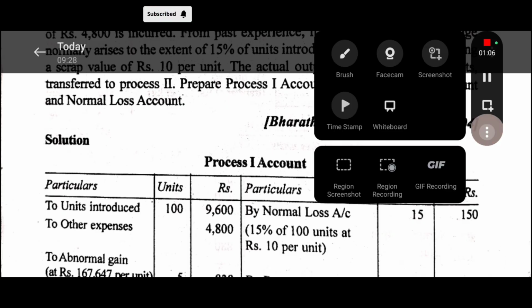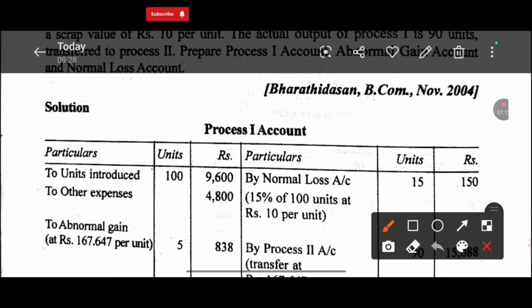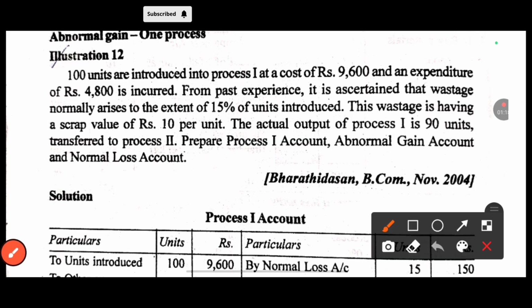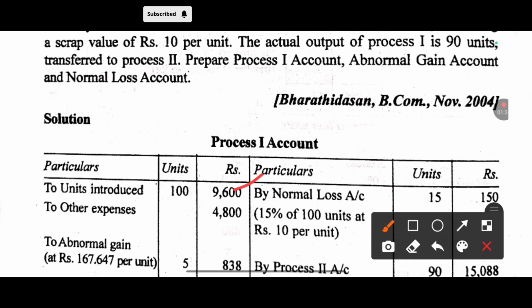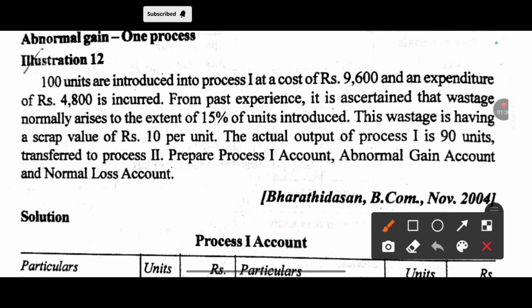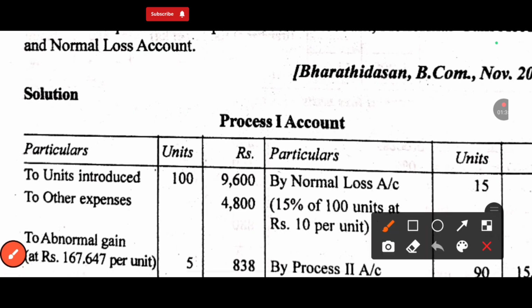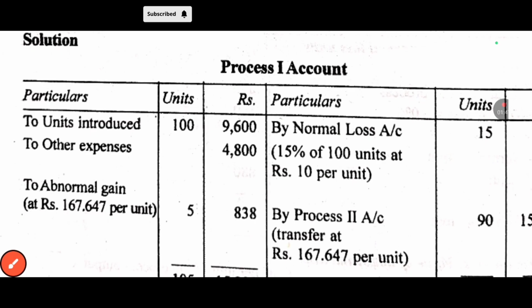Clearly 100 units. So the introduced units are to be entered on the debit side in the unit column. Its value, the cost of the units, is 9,600, entered here. Process 1 also has additional, that means other, expenditure. Its value is 4,800. That is also entered on the debit side, because all the expenses related to input units of process 1 are entered on the debit side. So all the expenditure and input units are entered.